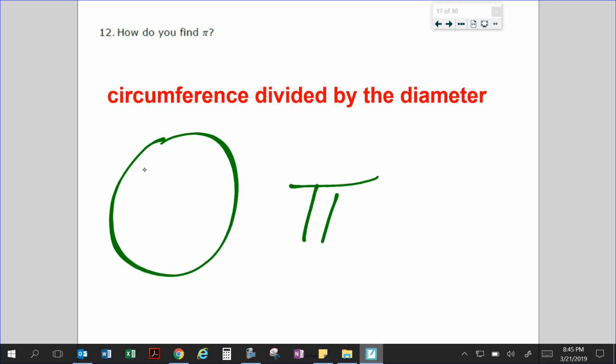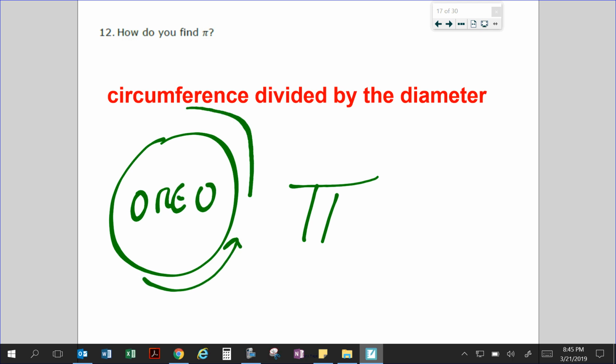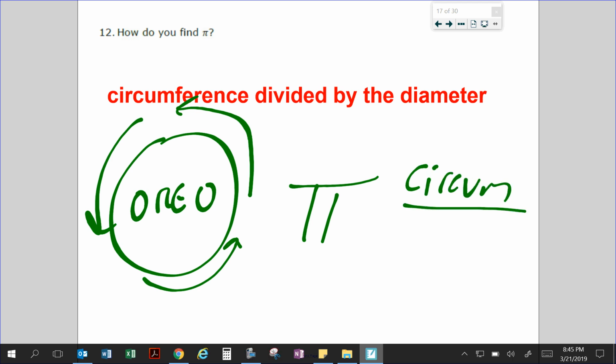How do you find pi? Remember, you got an Oreo cookie during our lesson, and you had to measure the circumference. Then, with a calculator, you measured the diameter. Your goal was to get the number 3.14, or pi. So how do you get pi? You must do circumference divided by diameter. Because how many diameters go into the circumference? About 3 and a little more, or 3.14.